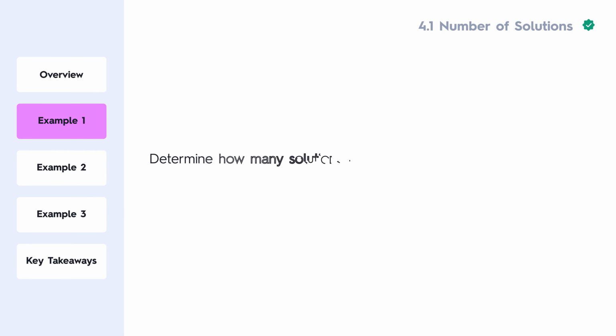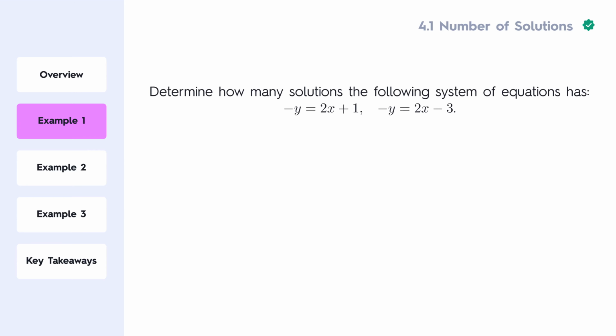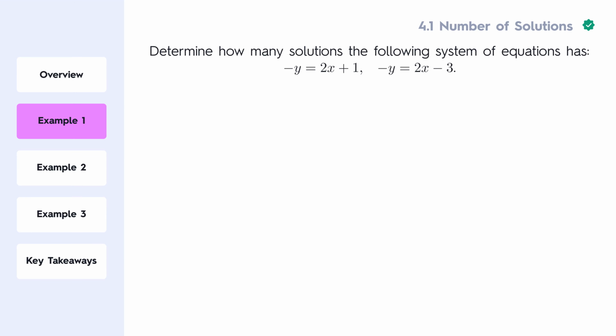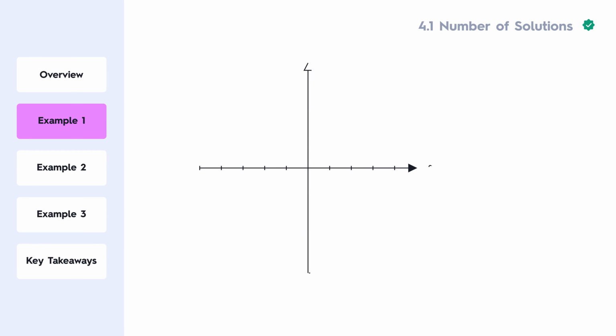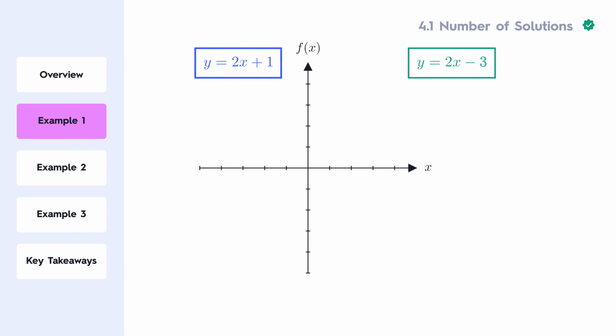Let's see how this works with an example where we need to determine the equation of the line shown on the graph. Let's solve this step by step to figure out how many solutions the system has. First, we'll compare the slopes of the two equations. Both equations are in the form y equals mx plus b, where m is the slope and b is the y-intercept. In both equations, the slope m equals 2. Since the slopes are the same, the lines are either parallel or identical.